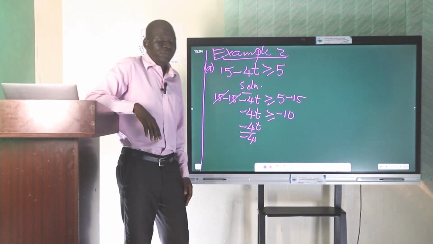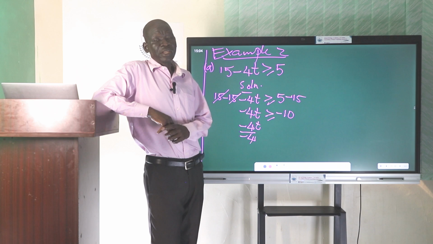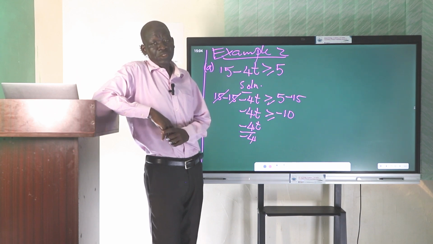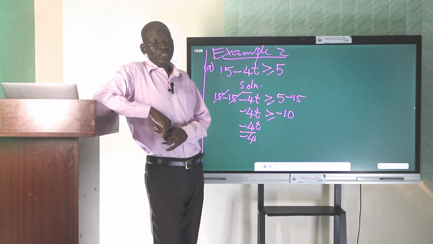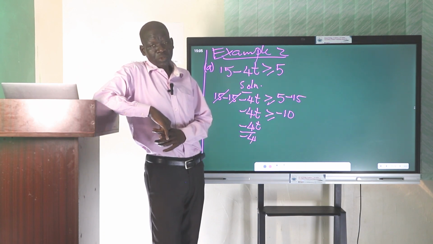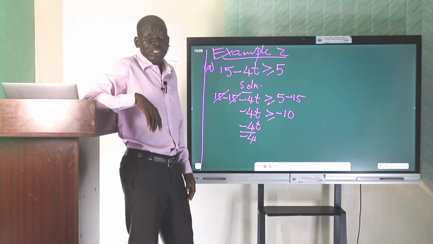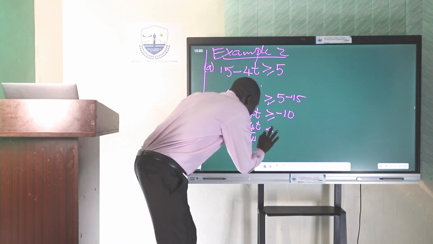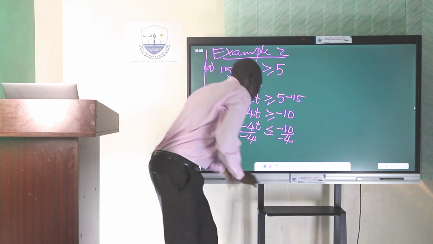Now, from the beginning we said that when we are dividing by a negative number in inequalities, the inequality symbol changes. If it was less, it changes to greater. If it was greater, it changes to less. If it was less or equal, it changes to greater or equal, and so on and so forth. So here, this inequality symbol will change from greater or equal to less or equal, to negative 10 over negative 4.